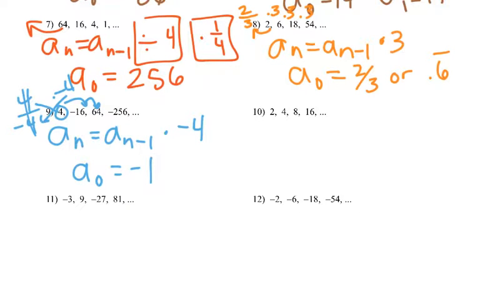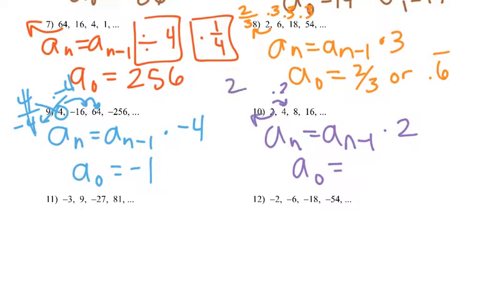Okay, number 10, 2, 4, 8, 16. 2 to 4, we could add 2, but that wouldn't take us to 8. That'd take us to 6. So we've got to be timesing by 2 here. So a sub n equals a sub n minus 1 times 2. Then a sub 0 equals, if we go backwards, 2 divided by 2 is not 0, it's 1. Okay. Remember, if you're doing geometric and there's multiplication involved, to go backwards, it's division, not subtraction.